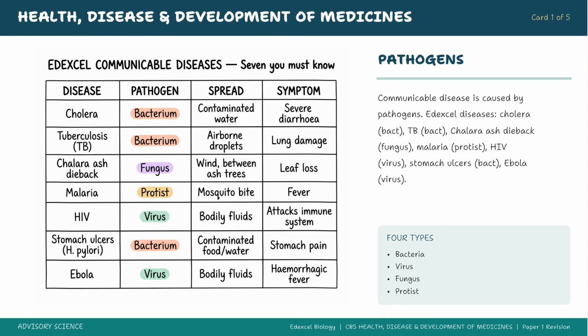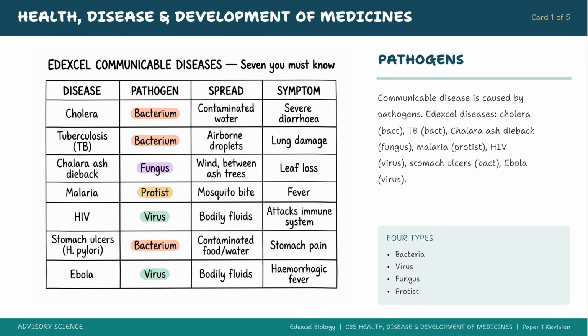Malaria is caused by a protist and spreads through mosquito bites. It causes fever and damages red blood cells. HIV is a virus spread through bodily fluids and unprotected sex. It attacks the immune system and, if untreated, can develop into AIDS.